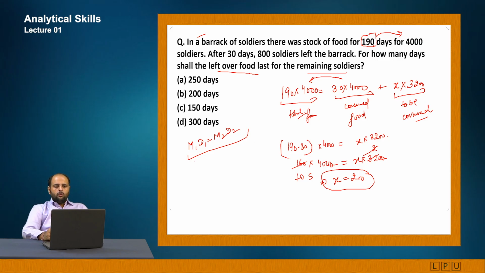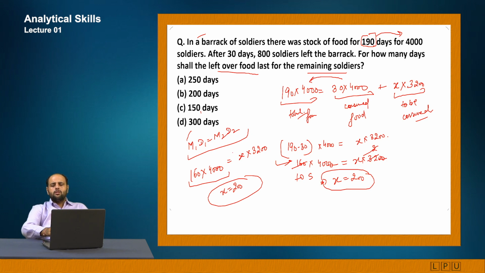So here also, 30 days have gone, so what is the total number of days remaining? 190 minus 30, that will be 160. So just put down the values: 160 into 4,000. This will be the total food that is to be consumed. Now we don't know the number of days, so we have assumed that it will be x, and the number of persons will be 3,200 because 800 also left. This is the same equation, and if we solve it, the x value will be 200. So these are the two ways by which you can solve this question.